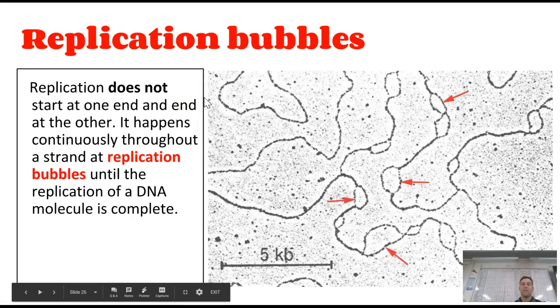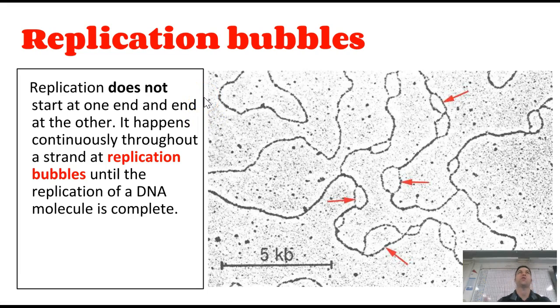Replication bubbles. When we look at DNA, because it's such a huge molecule, we are seeing this replication process happening in different spots along that molecule. If we were trying to go from just one end and work all the way across, it would take a lot longer than if we have these replication bubbles, where the DNA replication process happens in different spots to make it go a lot faster.